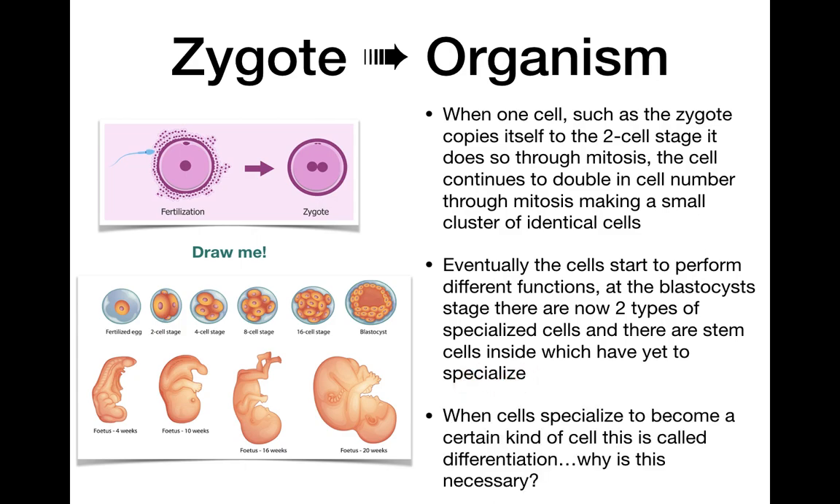So when cells specialize and they become a specific kind of cell, that is differentiation. So for example, a stem cell becoming a red blood cell. That's differentiation. Why do cells have to differentiate? Why can't they all just stay stem cells?